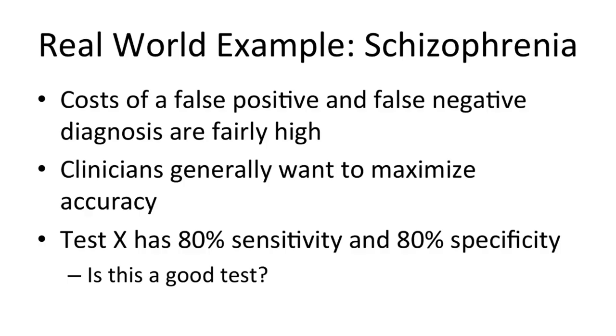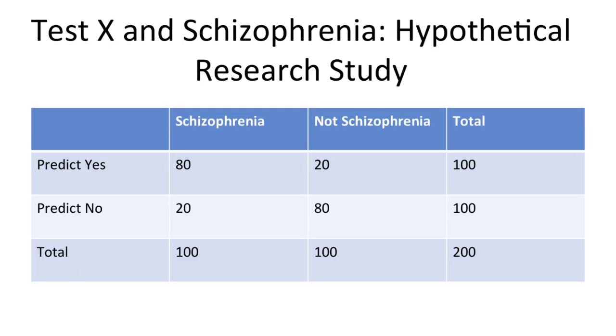Is it a good test? It has 80% sensitivity and 80% specificity. On the surface, looks like a real good test. And here's what it would look like in the matrix. Sensitivity, 80 divided by 100. Specificity, 80 divided by 100. Positive predictive power, 80 divided by 100. And you probably guessed it, 80 divided by 100 for negative predictive power. By these stats, it looks like a great test. Positive predictive power. Okay, we're cooking.